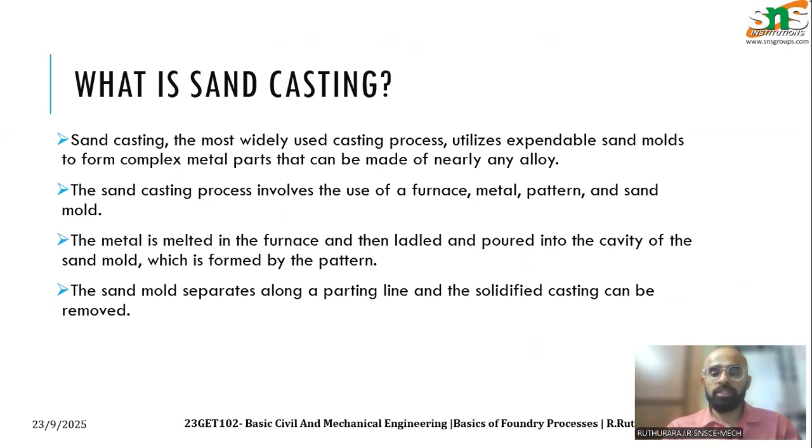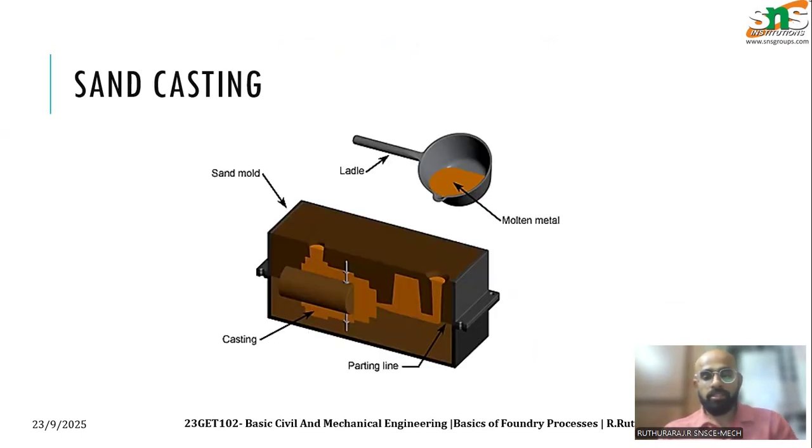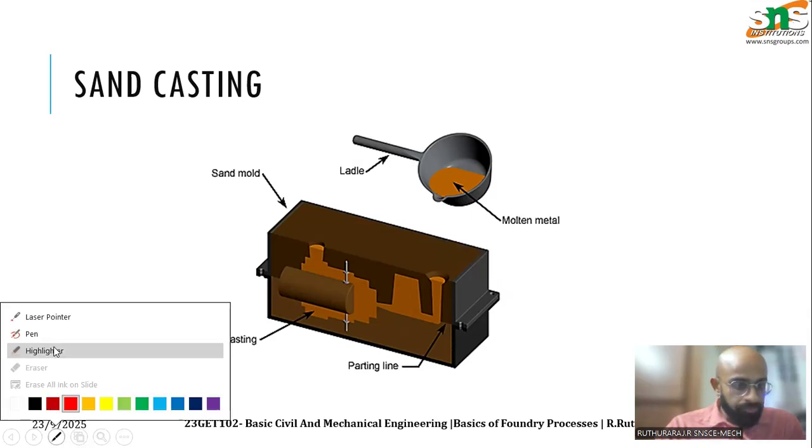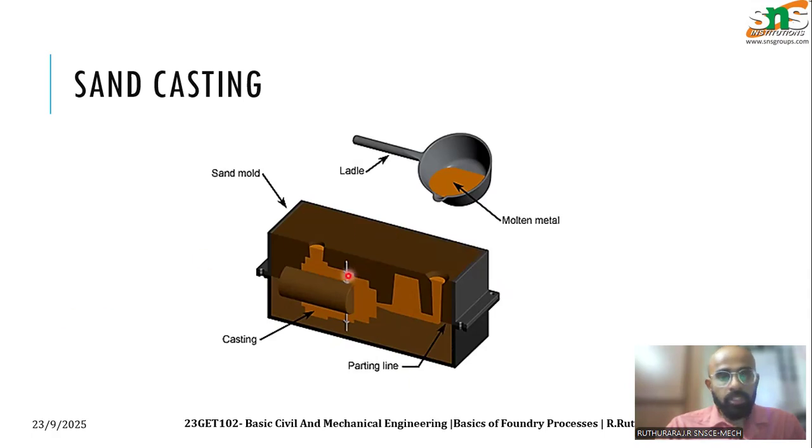So in sand casting, we will imprint the shape of the dumbbell in the sand, as you can see here. This is the box. There are two boxes here. One is the cope and another one is the drag. Top box and bottom box.